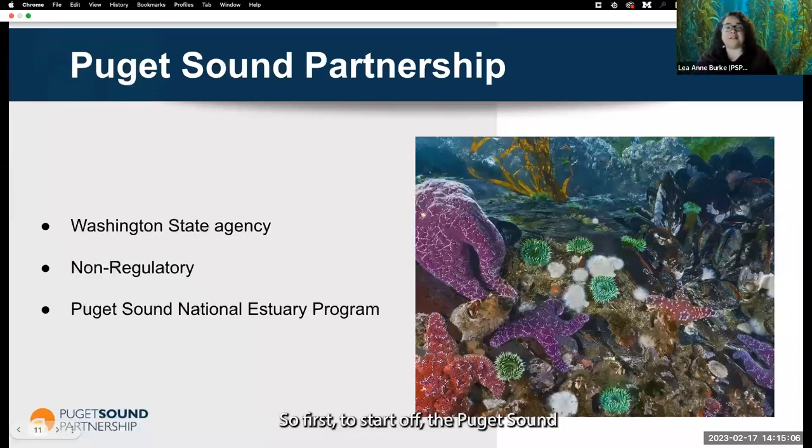So first to start off, the Puget Sound Partnership is a state agency leading the collective effort to restore and protect Puget Sound. The partnership brings together hundreds of entities to mobilize action around a common agenda, advance Puget Sound investments, and advance priority actions by our supporting partners. We're different than the NERRS program in that we receive the bulk of our funding from the federal Puget Sound National Estuary Program. Next slide, please.